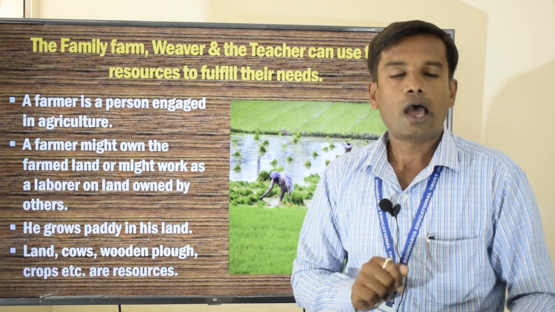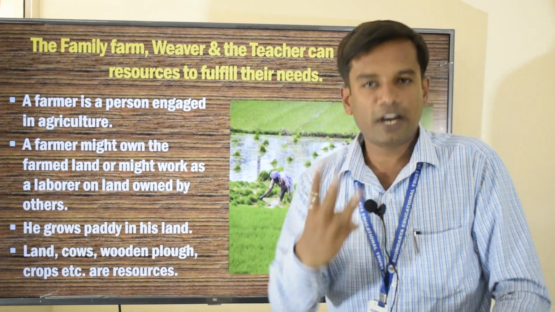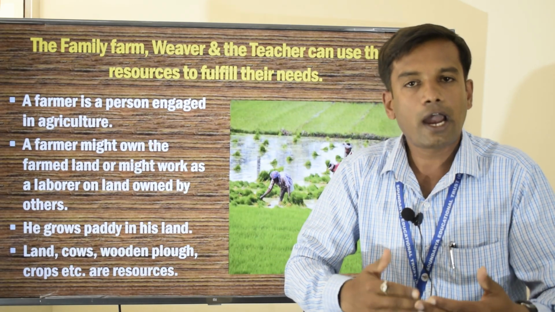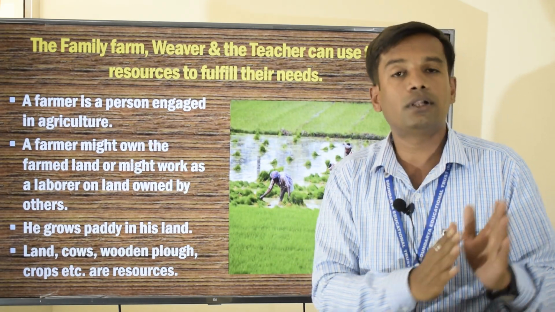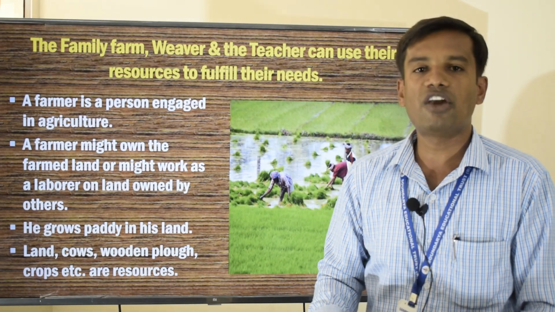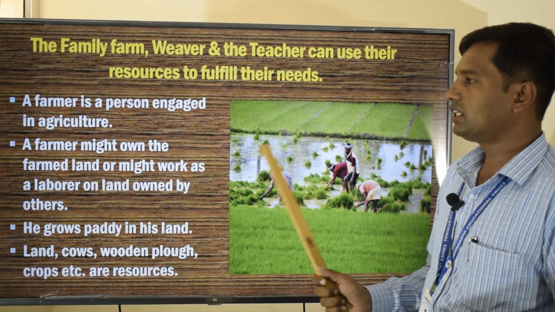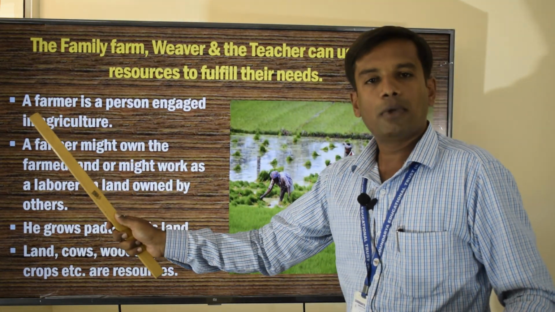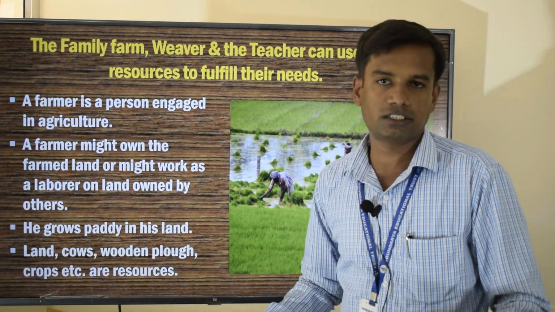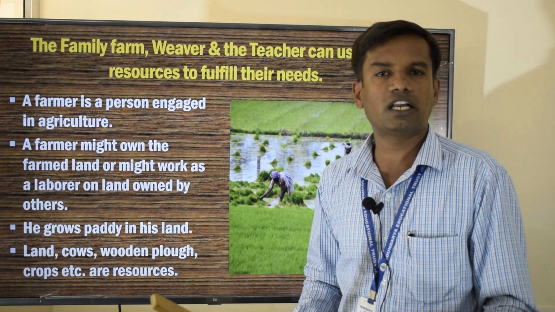So here I am going to explain how three different people are going to utilize the resources and fulfill their needs with the help of their resources. We will see one by one. The first one is a farmer. Just see here, who is a farmer? A farmer is a person engaged in agriculture. We know this thing.